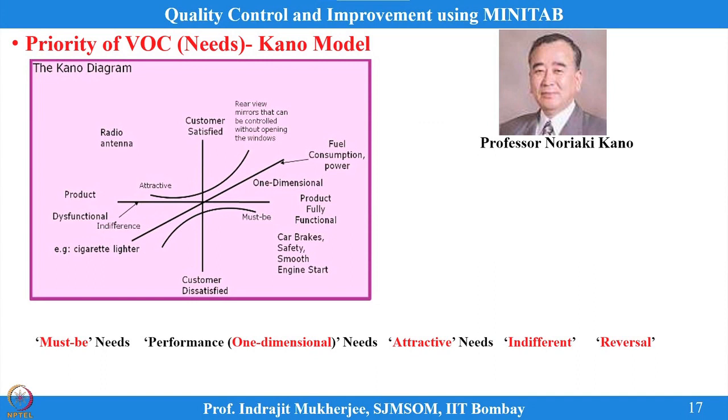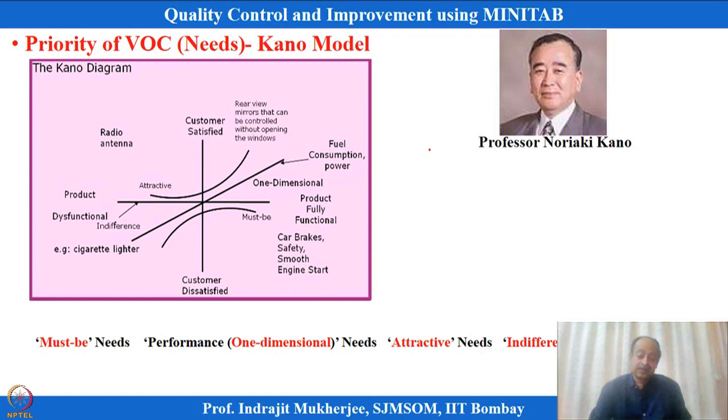So now there can be n number of voices. Now how do we prioritize the voices? Noriaki Kano proposed this model, which is known as the Kano model, a very popular model, to identify and prioritize the needs of the customer basically. Which is important, which is not important. He has categorized these needs, and for that he was given the Deming award basically. The highest individual quality award.